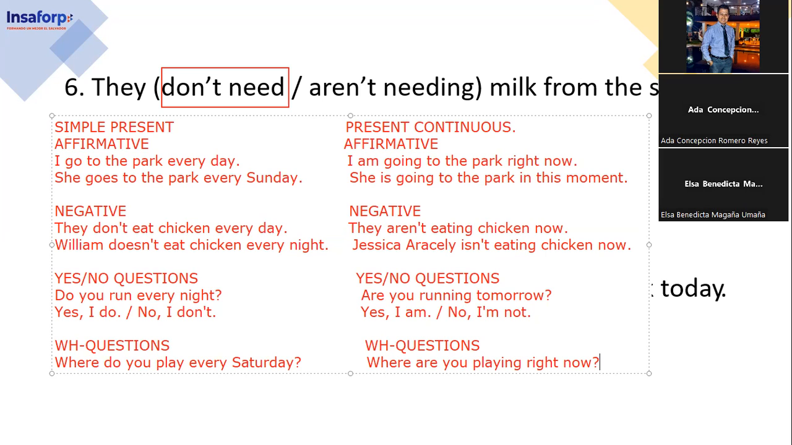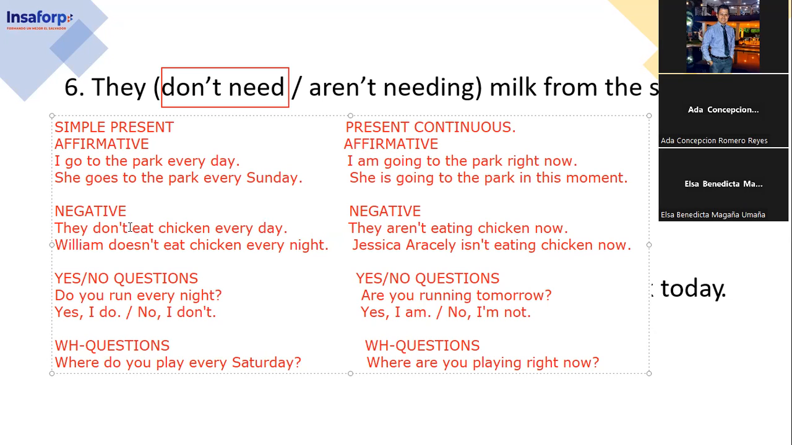Okay. So this is the structure, class. Notice affirmative: subject, verb, and complement. And when it's third person singular, we say eats, takes, goes, has. But in affirmative, in the present continuous, we say I am, she is, they are, etc., and then the verb with ing.